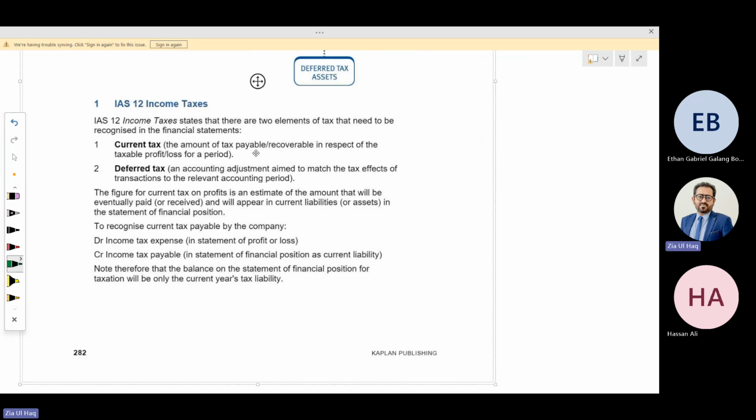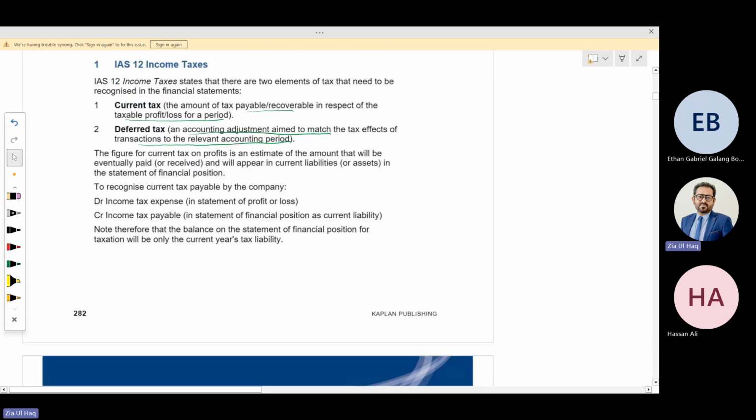Current tax is the amount of tax payable or recoverable in respect of the taxable profit or loss for a period. And deferred tax is an accounting adjustment aimed to match the tax effect of transactions to the relevant accounting period. This is the adjustment that we need to make with the current year tax charged to P&L. For the current year tax, we need to record the accounting entry: tax expense debit, tax payable credit.